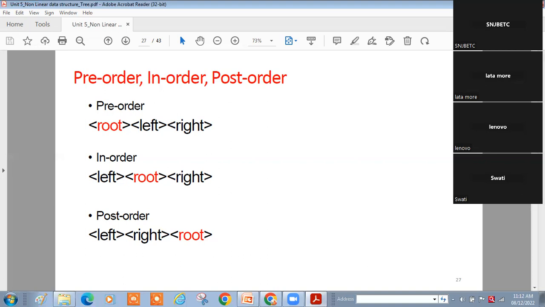You got my point? From this slide, you have to remember that to traverse the elements, it can be done using pre, in, and post-order. If I am keeping the root first, it is called pre-order.